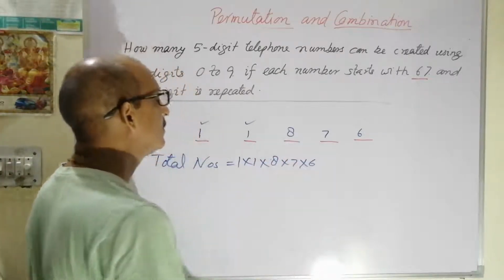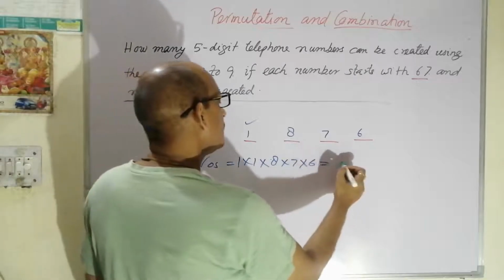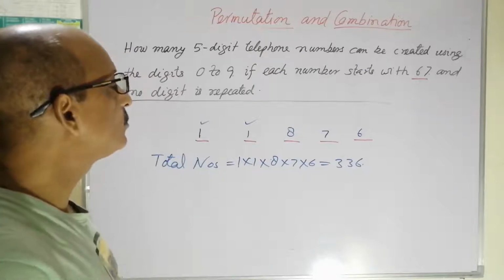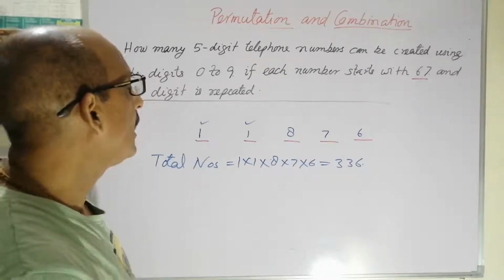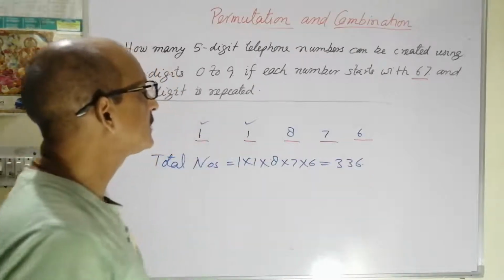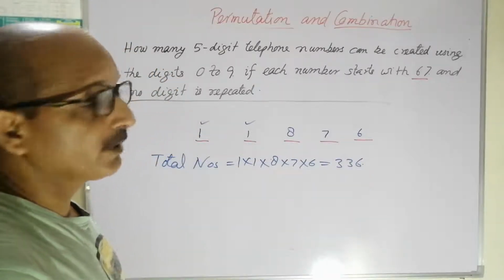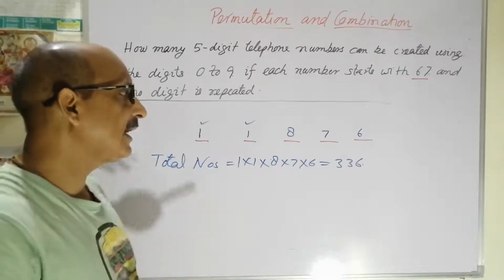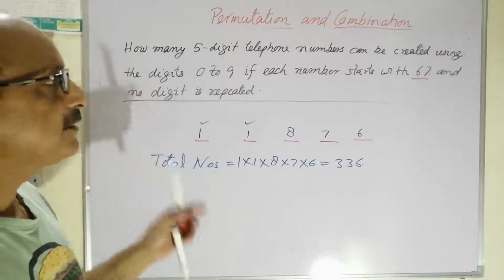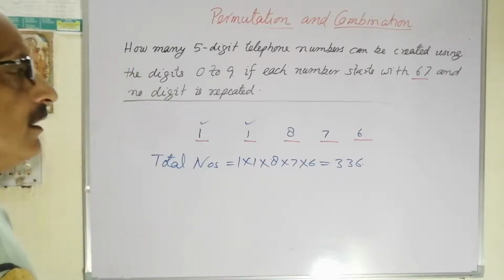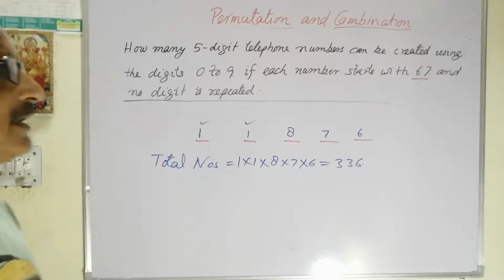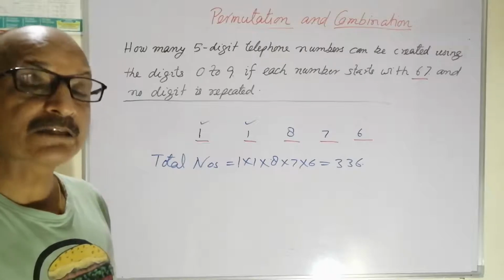That comes to be 336. 7 sixes are 42, and then 42 multiplied by 8: 8 twos are 16, and 8 fours are 32, and 1 carried over makes 336. In this way we will have 336 numbers in total that can be created using digits 0 to 9, but with the first and second places fixed with 6 and 7 respectively.